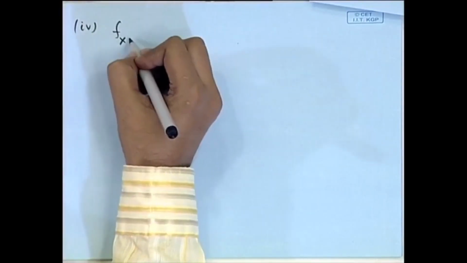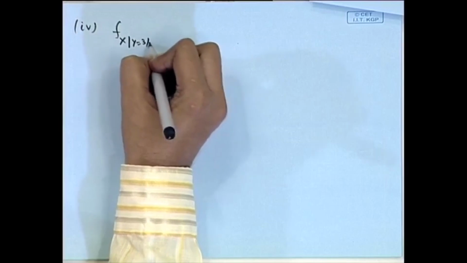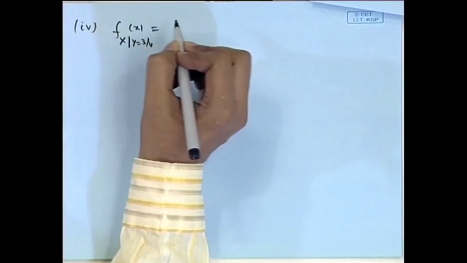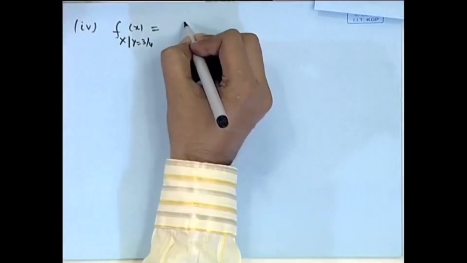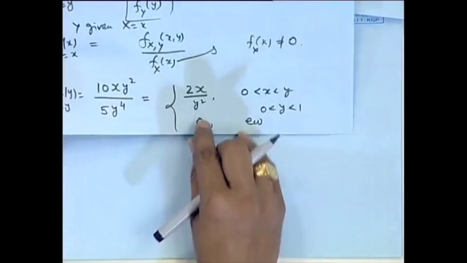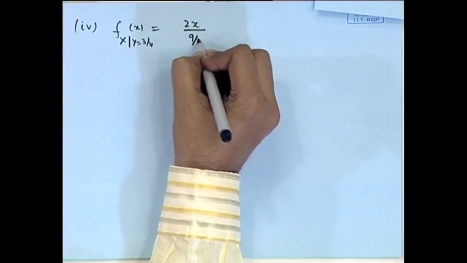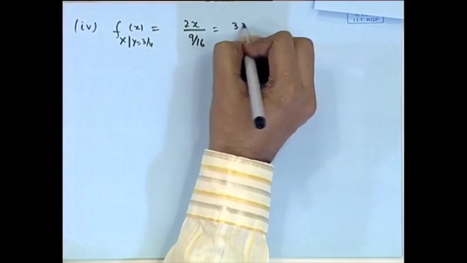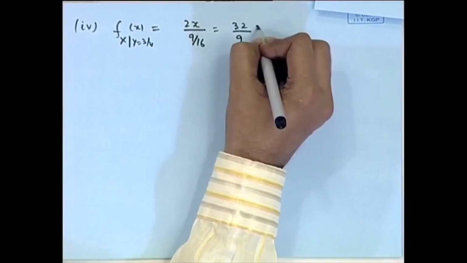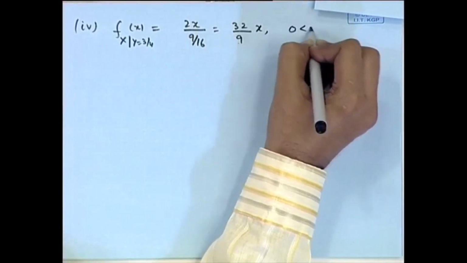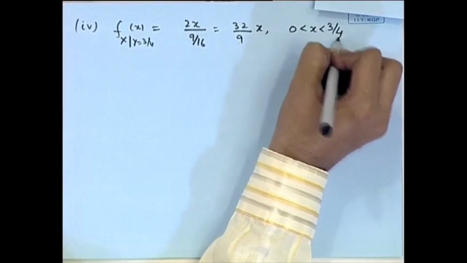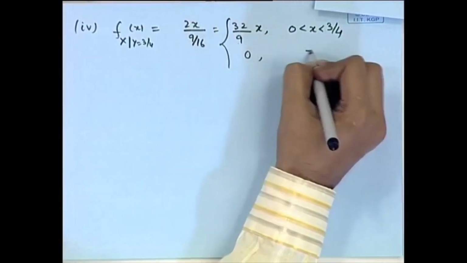So, firstly we write down the conditional distribution of x given y = 3/4. This is obtainable from here: 2x divided by, in place of y we put 3/4, so we get 9/16. That is 32/9 x for 0 < x < 3/4 and 0 elsewhere.